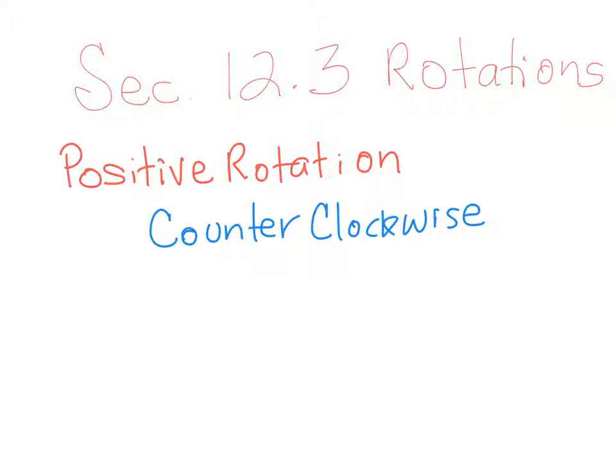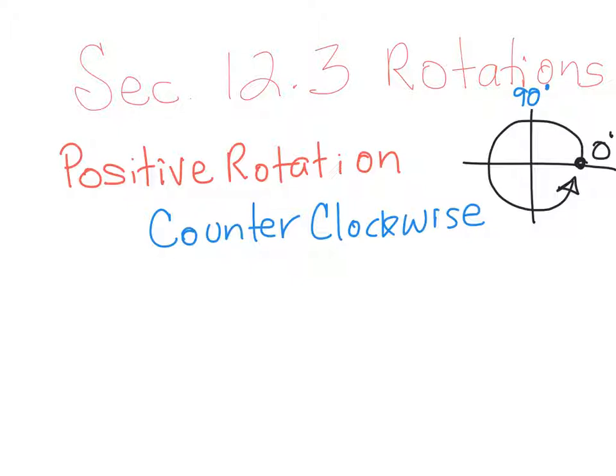So counterclockwise, which means that if you have the coordinate plane, you start at this point, which is 0 degrees, and then you go in this direction like this. So the first axis is at 90 degrees. The second, which is the x-axis, would be 180 degrees. The third one would be 270, and then you're going to land at 360 degrees, okay? So if you go in that direction, that is positive. So that is positive rotation.